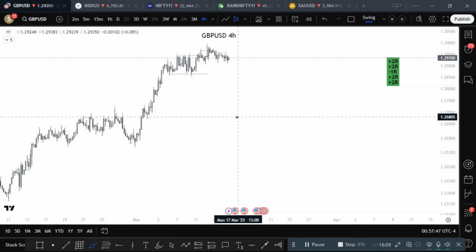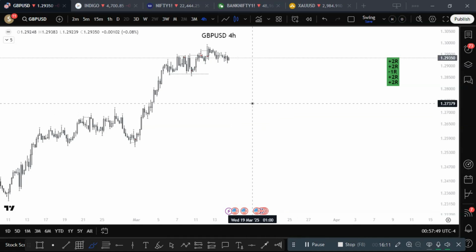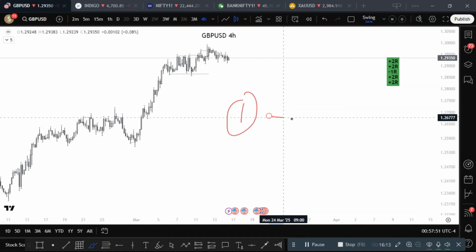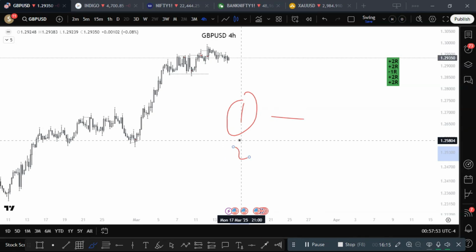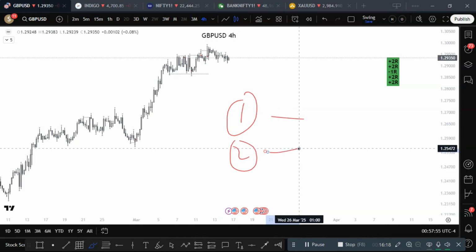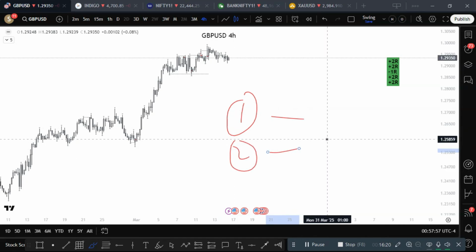You just need your simple checklist. Number 1, liquidity sweep. Number 2, either double break or MSU setup. As simple as that.